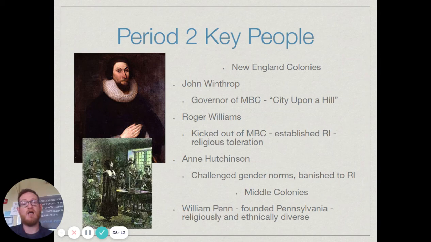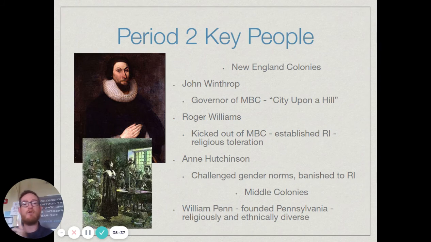Anne Hutchinson, again, she's going to be a notable female leader within the Massachusetts Bay Colony who had lots of disagreements with the leadership of that. She challenged the gender norms by leading her own Bible study and speaking her own truths from what she had read in the Bible. So she would be kicked out of the Massachusetts Bay Colony and actually go over to Rhode Island, where Roger Williams was.